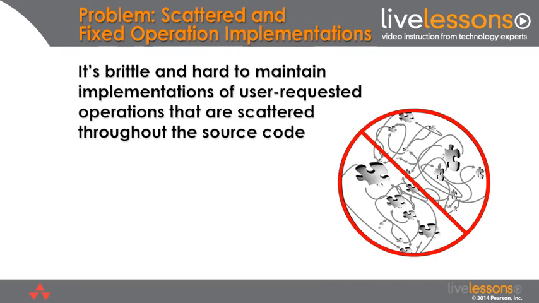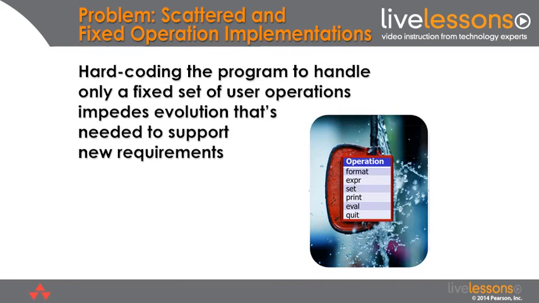So what are the problems? Well, we'd like to avoid scattering the implementations of these user-requested operations throughout the source code in a way that's brittle and hard to maintain. If the implementations are strewn all around the source, then trying to keep track of them, to evolve them, maintain them, document them, and so on, it's going to be much more difficult because they're all going to be strewn around in different places. Moreover, we also don't want to hard code the program to only know how to handle a fixed set of user operations, because that will impede our ability to evolve the program to support new requirements over time.